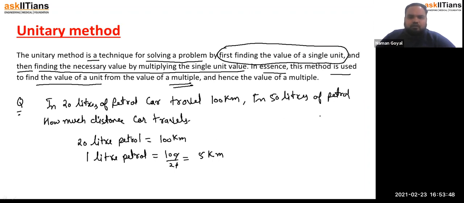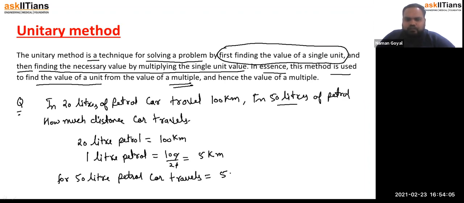So now for 50 liters of petrol, how much does the car travel? 50 into 5, right? So it will be 250 kilometers. How much did we get? 250 kilometers. So the car travels 250 kilometers for 50 liters. Are you getting my point? So this is simple, right?